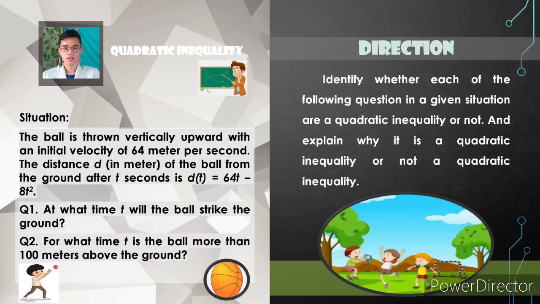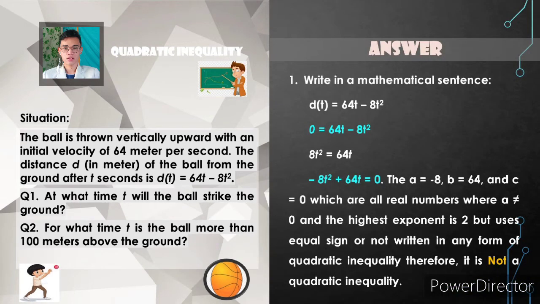Identify whether each of the following questions in a given situation is a quadratic inequality or not, and explain why it is a quadratic inequality or not a quadratic inequality. In question number 1, to solve the time t when the ball strikes the ground, we will use the equation d(t) = 64t minus 8t squared.